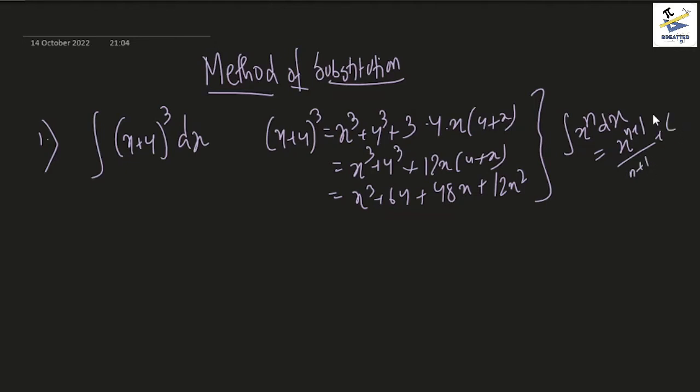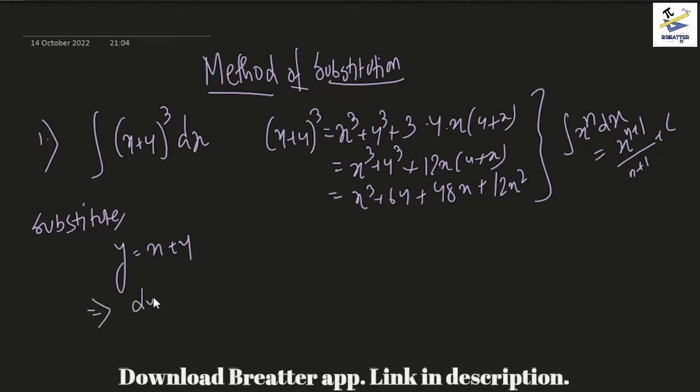So obviously this is one method to do, but integration makes it a lot simpler for us when we use the method of substitution. What we try to do is we substitute y equals to x plus 4. Okay, now when we take the derivative on both sides, we get dy equals, now the derivative of this x plus 4 with respect to x would be equal to 1 plus 0, right?